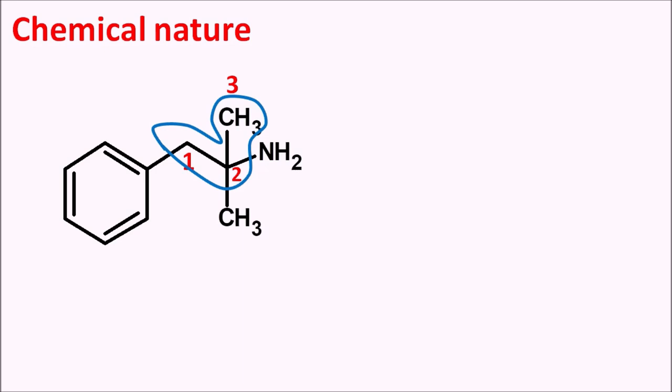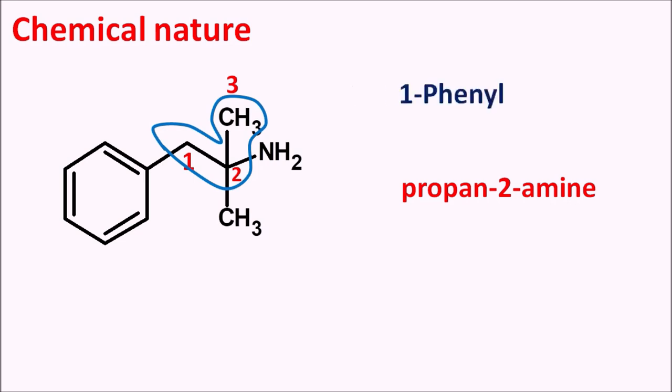So the suffix of the name is nothing but propane 2-amine. Now to this propane 2-amine at the first position phenyl group is present. So 1-phenyl, and second position methyl group is present. So 1-phenyl 2-methyl propane 2-amine is nothing but Fentermina.